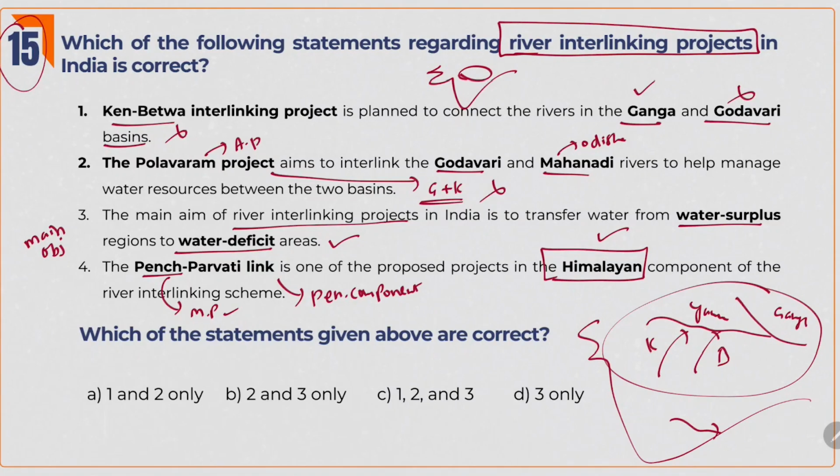Actually, I'll give you some brief about interlinking projects. This National River Interlinking Project has 3 components. They are Himalayan River Component, Peninsular River Component, and Intrastate River Interlinking. So here the answer is 3 only.